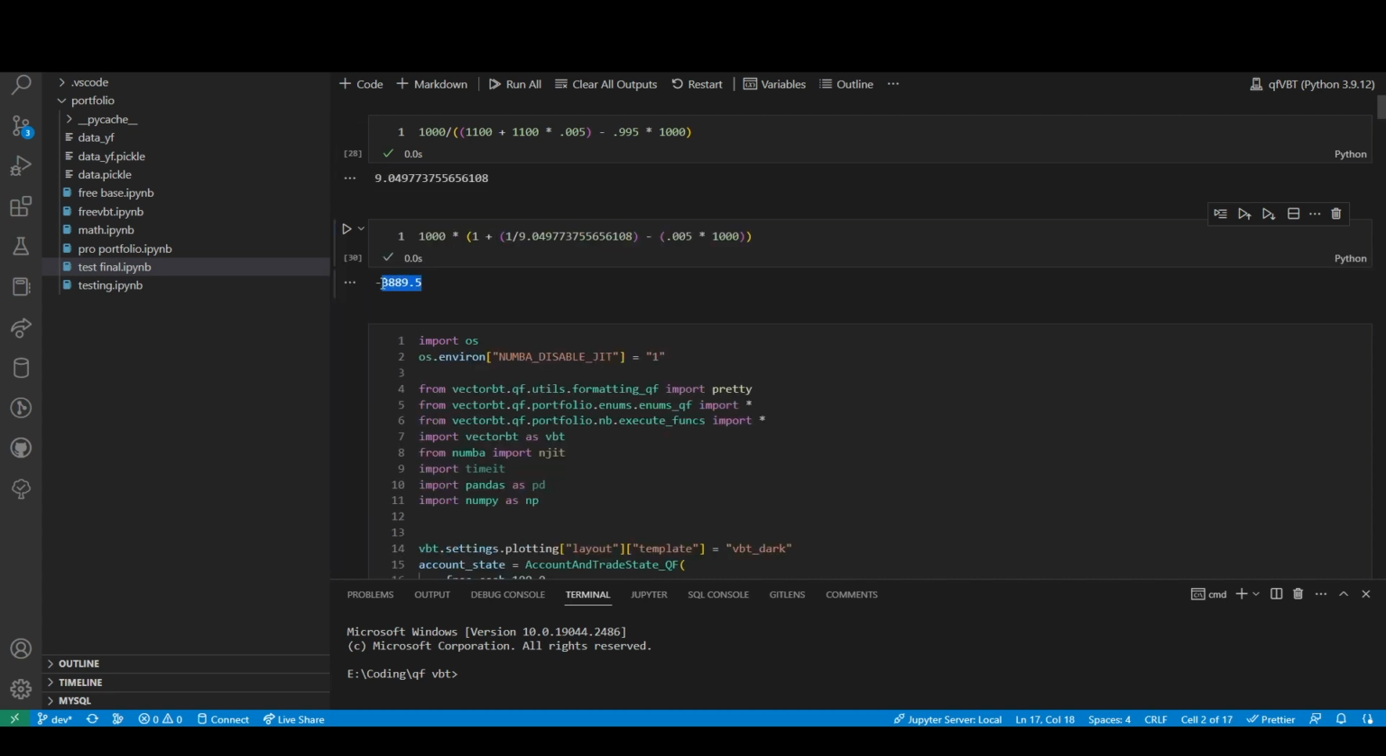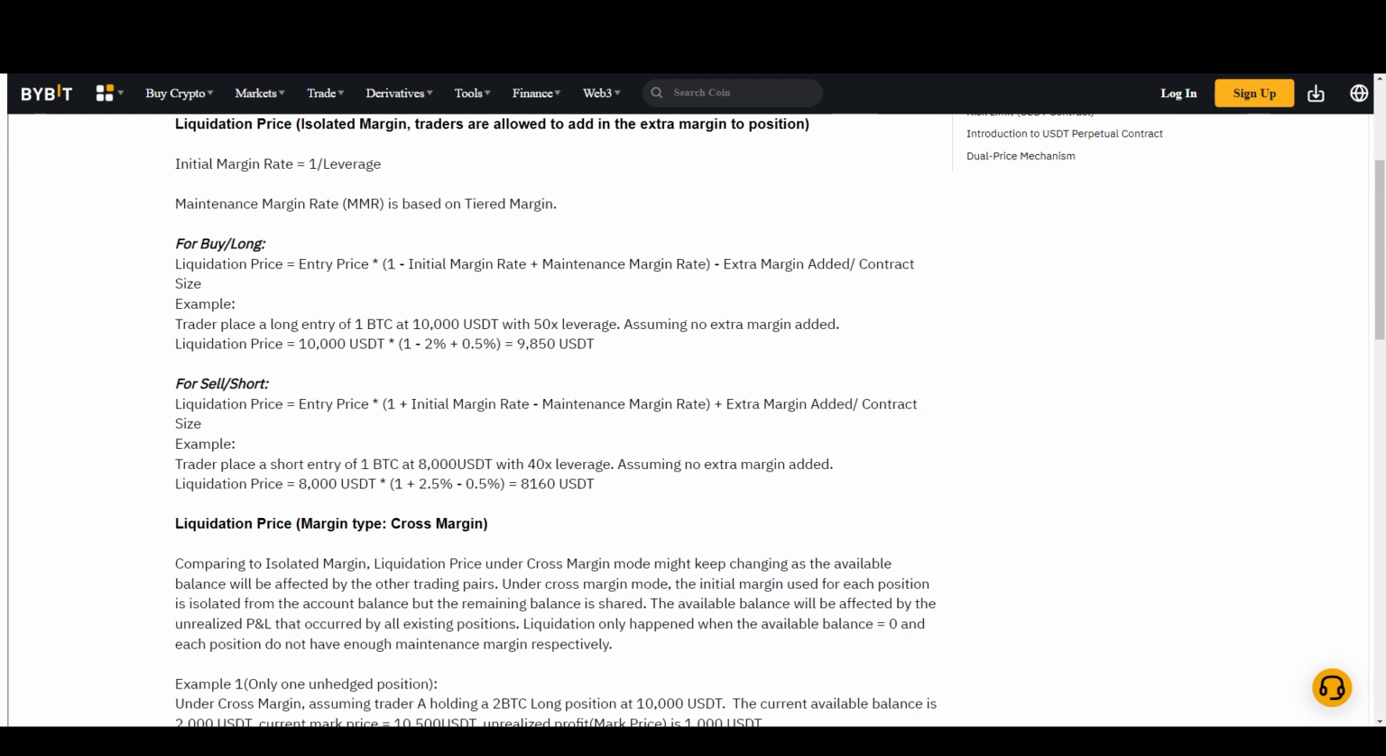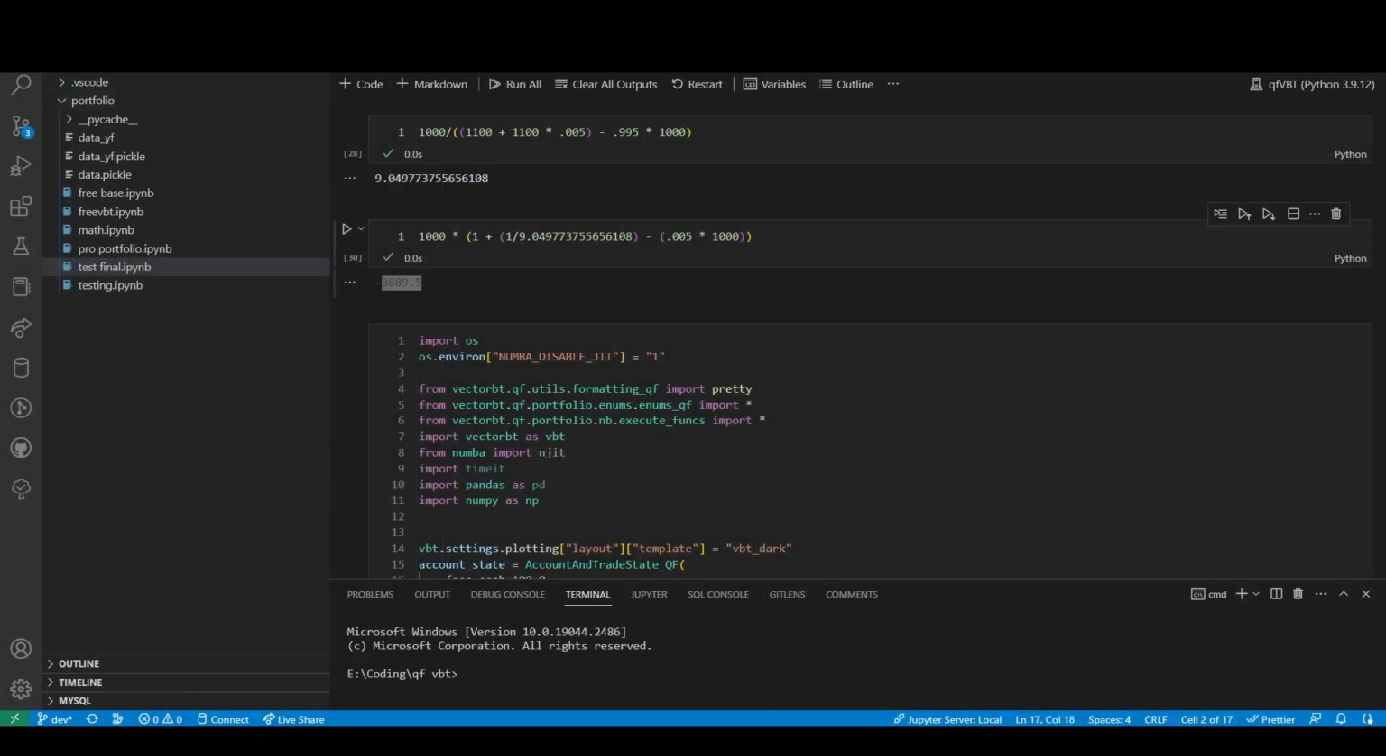So this would be the liquidation price. Here we have the liquidation price, which is the entry times 1 plus initial margin rate, which is 1 over leverage, yeah, right here. Initial margin rate, 1 over leverage, minus maintenance margin rate. So we go over here. We have 1,000 right here times 1 plus 1 divided by this number minus 0.005 times 1,000, which is the maintenance margin rate.